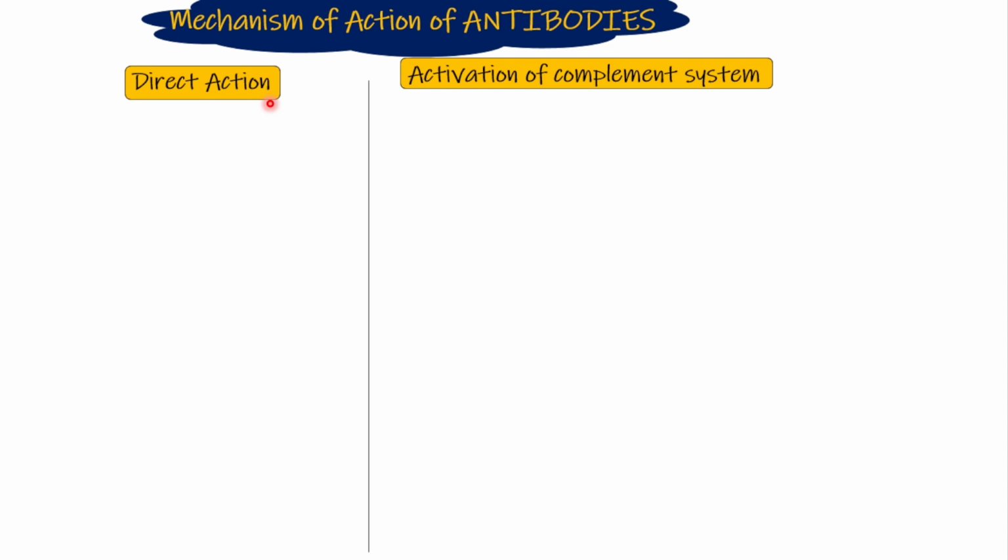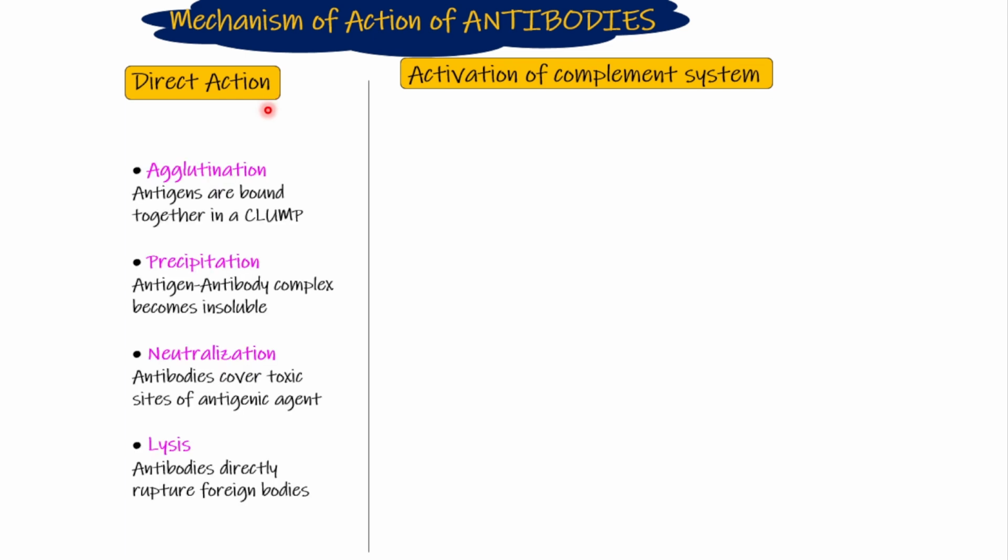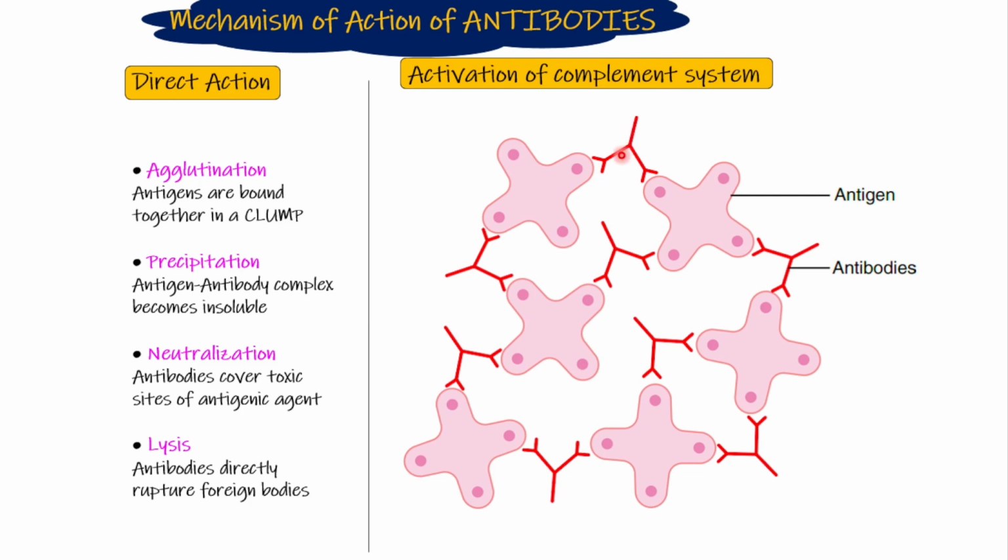In the direct action, there are four mechanisms by which antibodies attack the foreign invaders. The first one is agglutination. In agglutination, the antigens are bound together by antibodies in a clump. So antibodies attach to the antigen, and then they form a clump of antigen and antibodies, just like this. These red ones are the antibodies, and the big ones are the antigens.